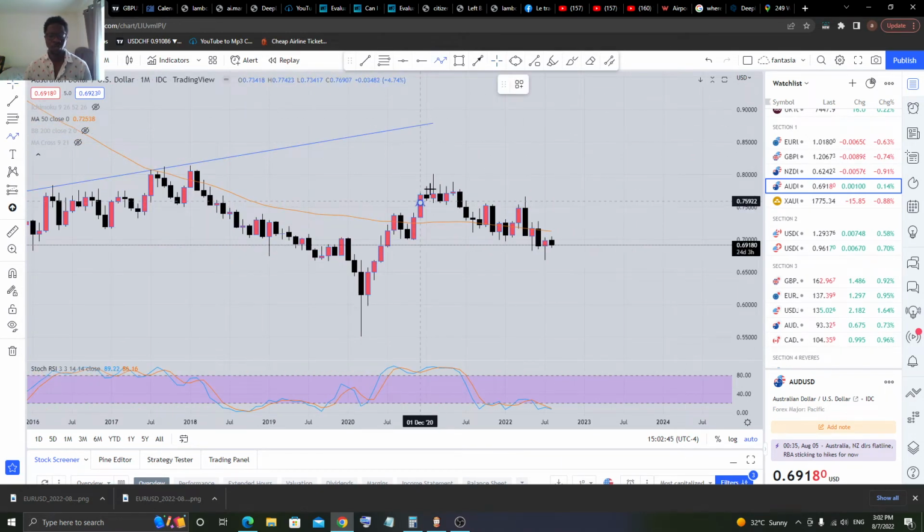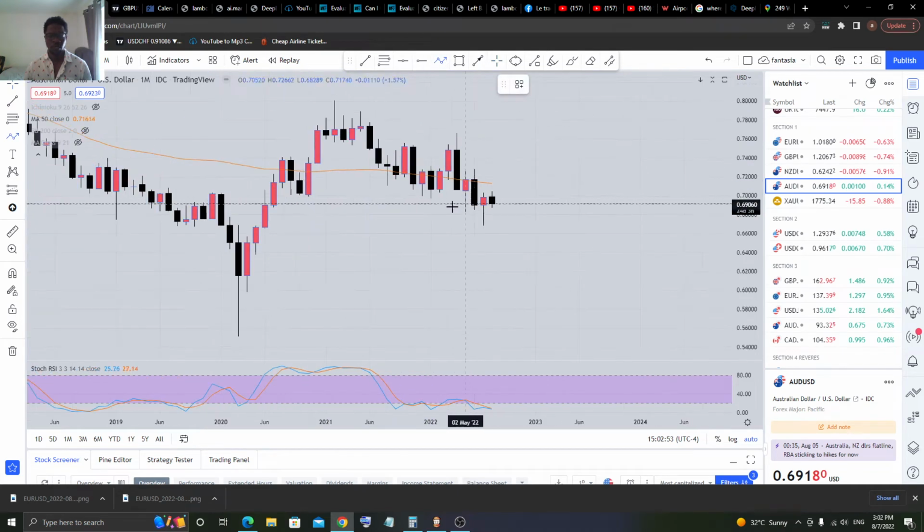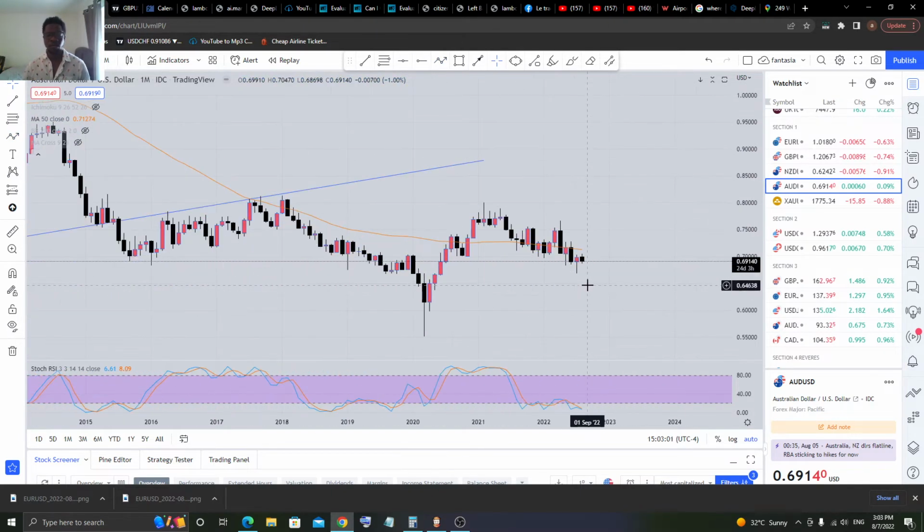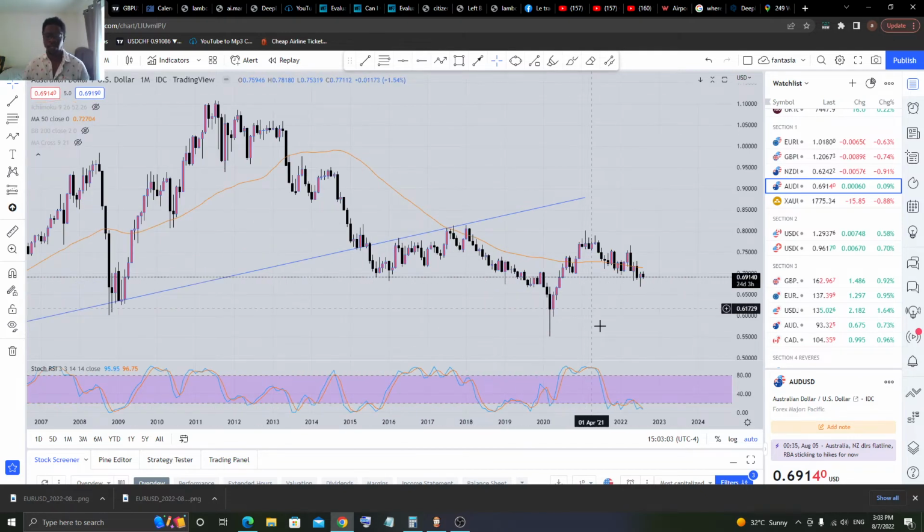Look at this. Double tap and drop. Look at it again. Double tap and drop. This kind of setup is not a buy setup. So therefore, if I see this, I have to understand that price is kind of going down. Price is kind of going down.